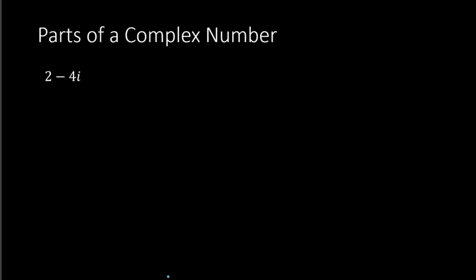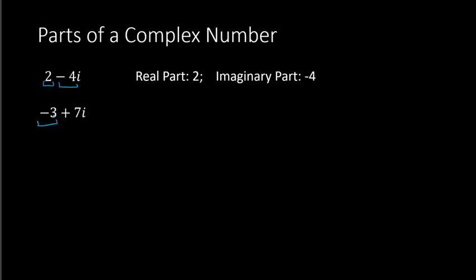We're going to go through a few examples here where we have some expression, and we are to find the real part and the imaginary part. Here we have 2 - 4i as our first example. The real part would be this 2, and the imaginary part would be the -4 that is with the letter i, because i is imaginary. If you had -3 + 7i, the real part would be -3, and the imaginary part would be this +7 in front of the letter i.